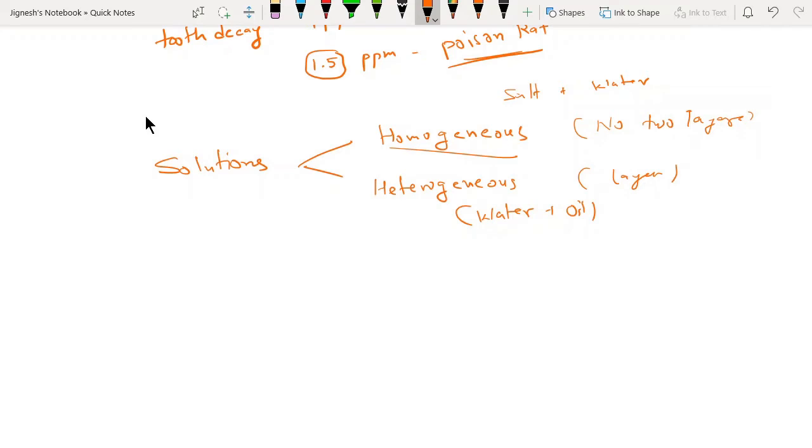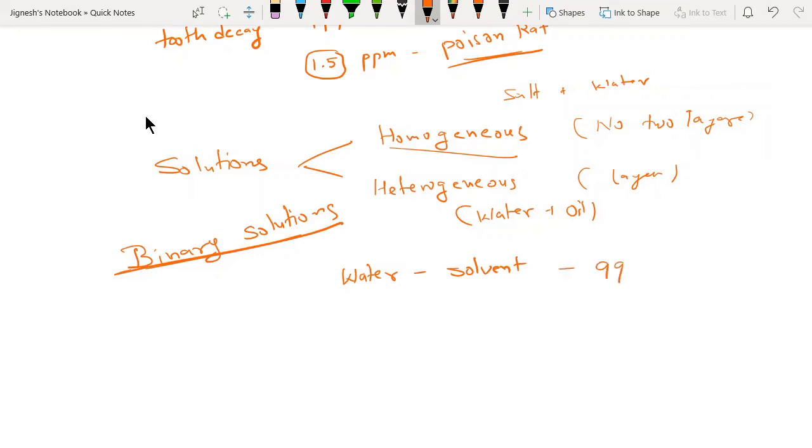So guys, it is generally made up of two things. When a solution is made up of two components, then such solutions are called binary solutions. Majorly, the solution is prepared in water. If water is taken as a solvent, then such a solution is called aqueous solution. Keep it in your mind.